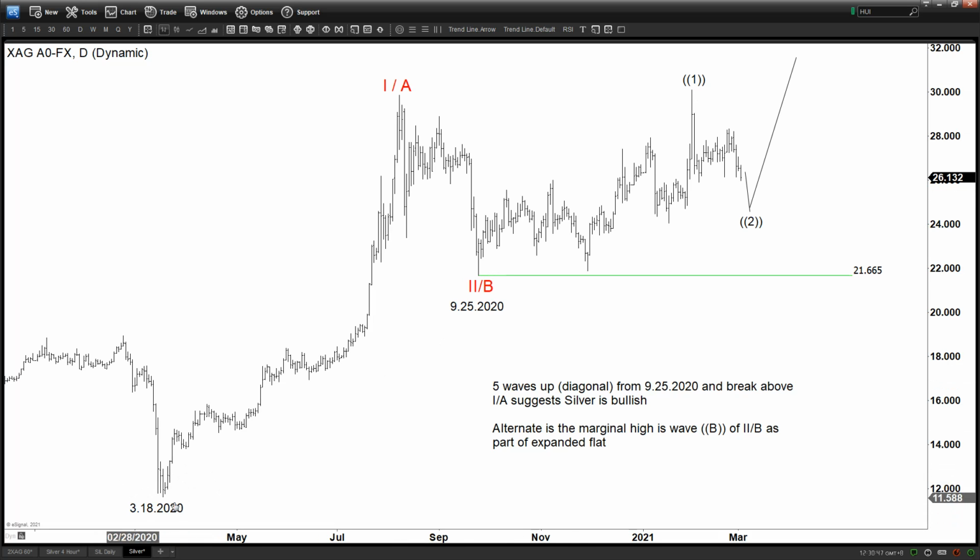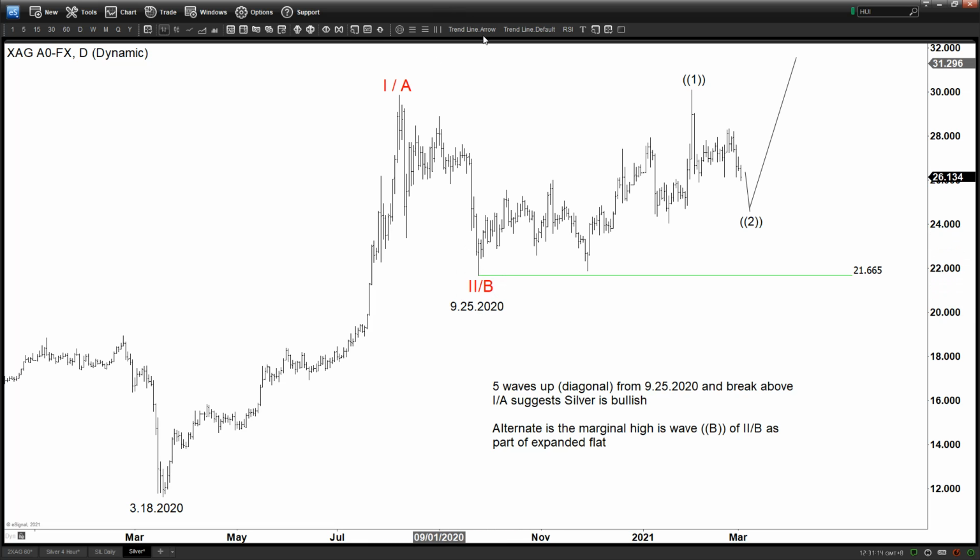Since we bottomed in March, the same time indices bottomed during that COVID-19 sell-off, when everything sold off, we can see this rally, which looks impulsive. Label it wave 1 or wave A, your choice, it doesn't matter. Then the pullback ended on September 25th as a wave 2 or wave B.